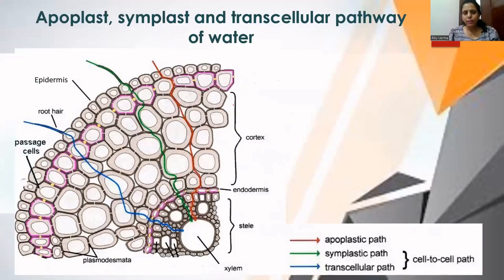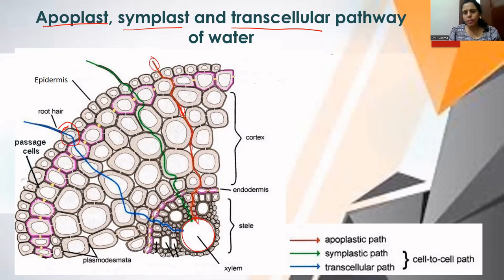There are three different ways by which water travels from this root hair cell to the xylem, and these are apoplast, symplast, and transcellular. Now the apoplast pathway of water conduction is represented by this red color line. As you can see, there are cells, and this water is moving through the intercellular space present between these cells, and finally it reaches the xylem.